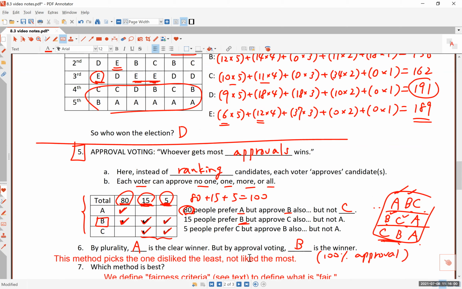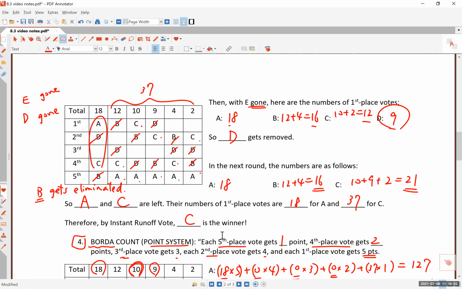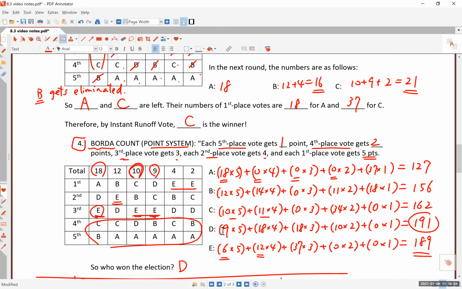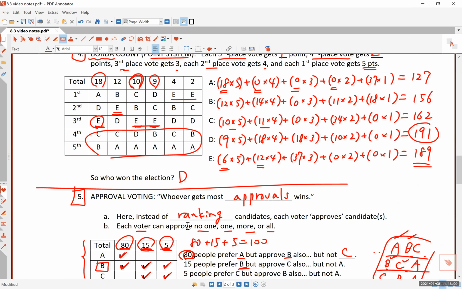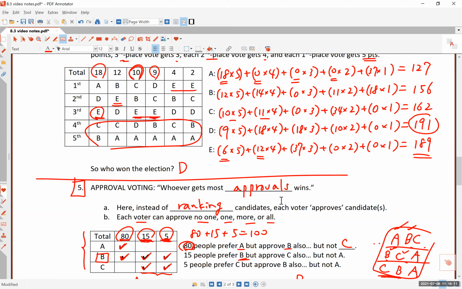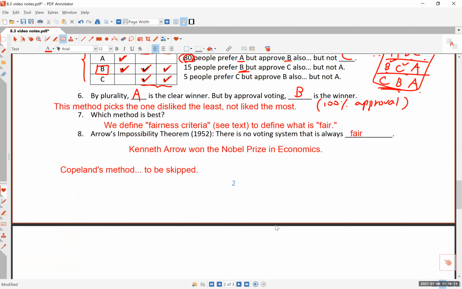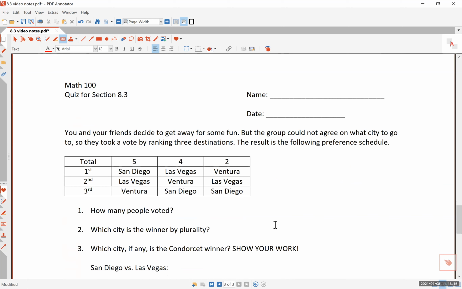Okay, so I will hold you responsible for these 4 + 1 methods, 4 methods involving the preference schedule, and the last one involving the approvals. These you do need to know, but the other ones you do not have to worry about.